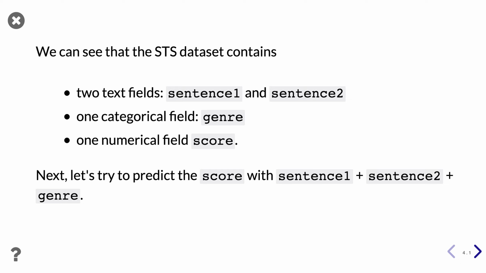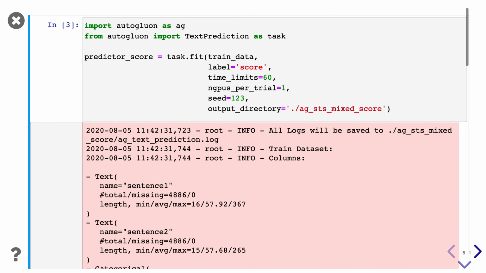Next, let's try to predict the score with sentence 1 plus sentence 2 plus genre, so that we are predicting a numerical column with 2 text columns plus 1 categorical column. Let's see how to do this with the text prediction task. In fact, it's very straightforward. We just need to call task.fit, and we specify label equals score, and it will automatically use the 3 other columns as feature columns to predict the label.